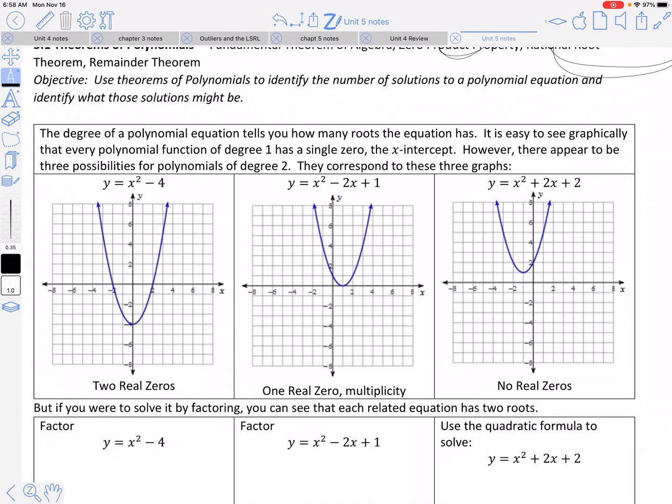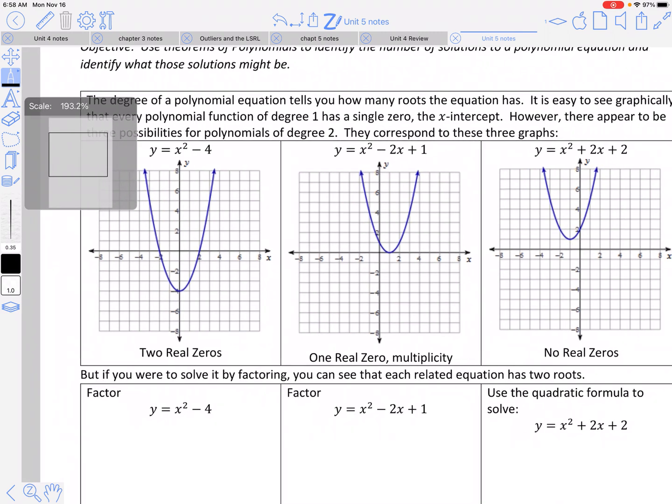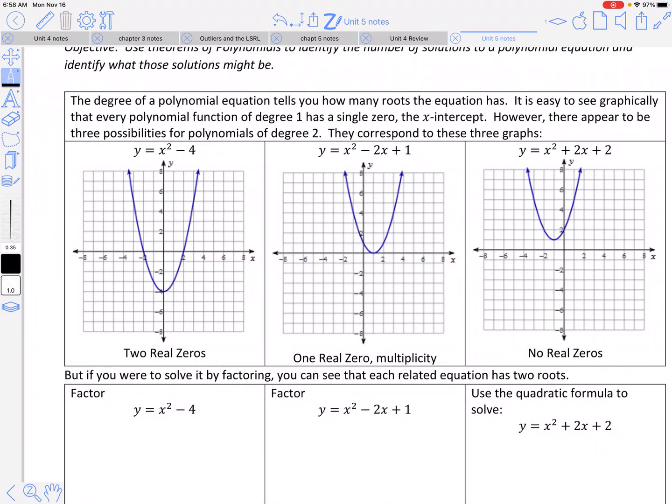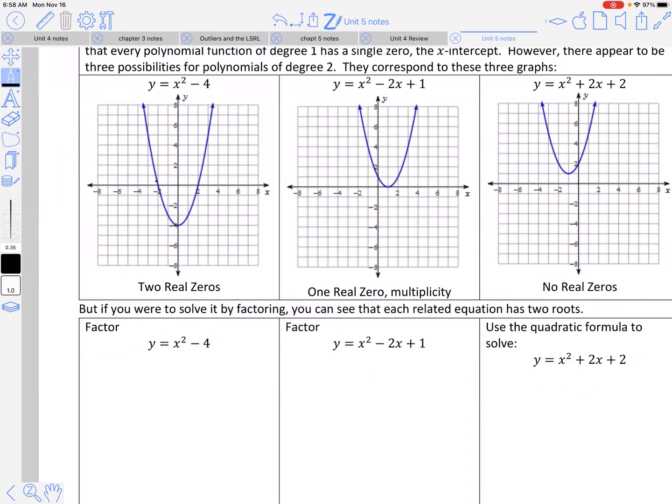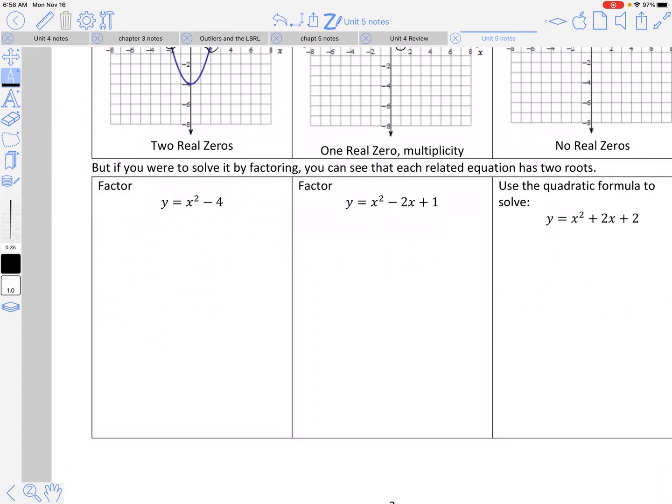Okay, it's easy to see graphically that every polynomial of degree 1 has a single 0, the x-intercept, right? So remember, linear. However, looking at this, it gets a little bit intense, right? So obviously we have 2 solutions there, 2 roots. Here it looks like we only have 1, and there it looks like we have none. But if you read underneath, you'll kind of get an idea. So what I want you to do again is pause this and solve these.